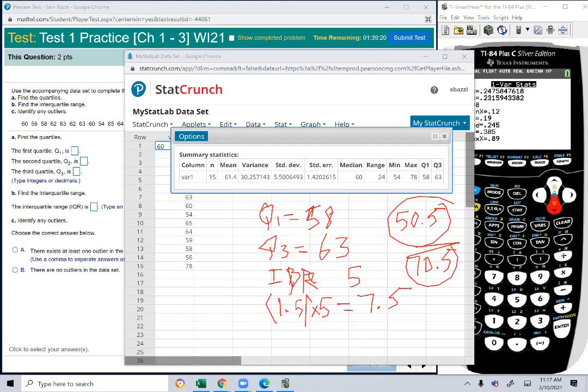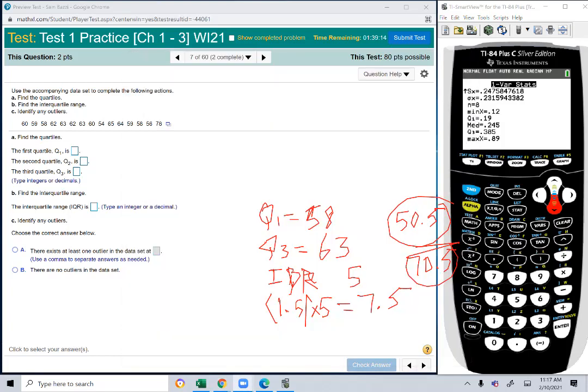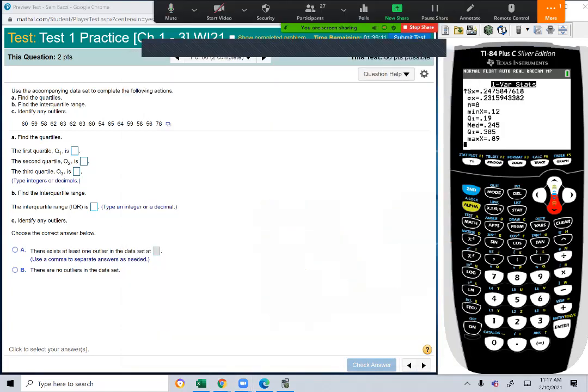So let's go back to the data set and check. I'm going to clear this. Okay, 50.5 and 70.5. So there's one outlier, guys. Can you tell me which one? 78. 78, because it's above 70.5, and that's the only outlier. Okay, so that's how you do this question.